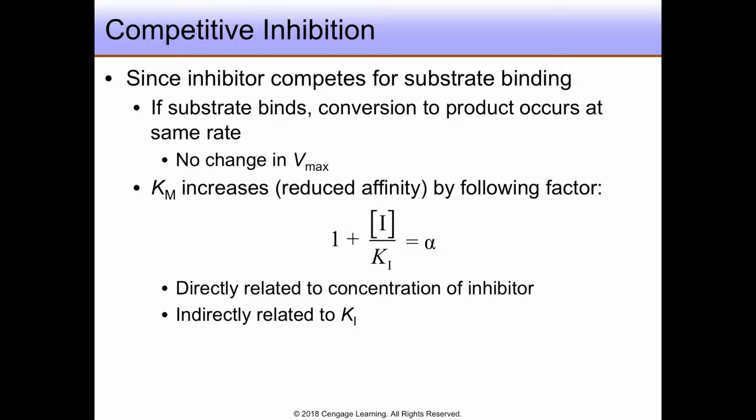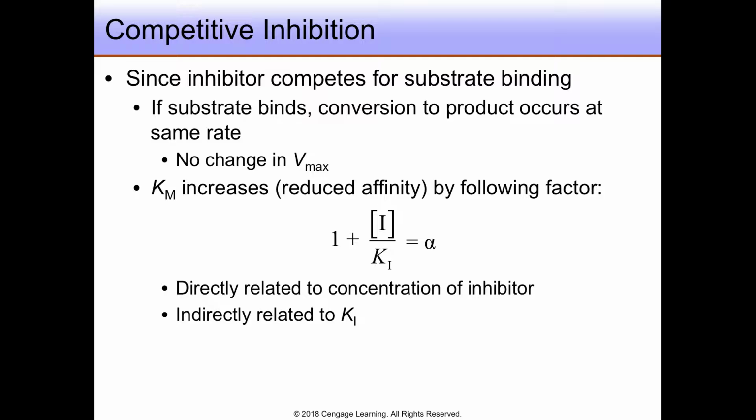Derivation of rate expressions in the presence of a competitive inhibitor reveals that this value changes by a constant amount, represented by the Greek letter alpha. If you examine the expression for alpha, you will see that it is directly related to inhibitor concentration. This only stands to reason. The more inhibitor we add, the greater the effect will be.